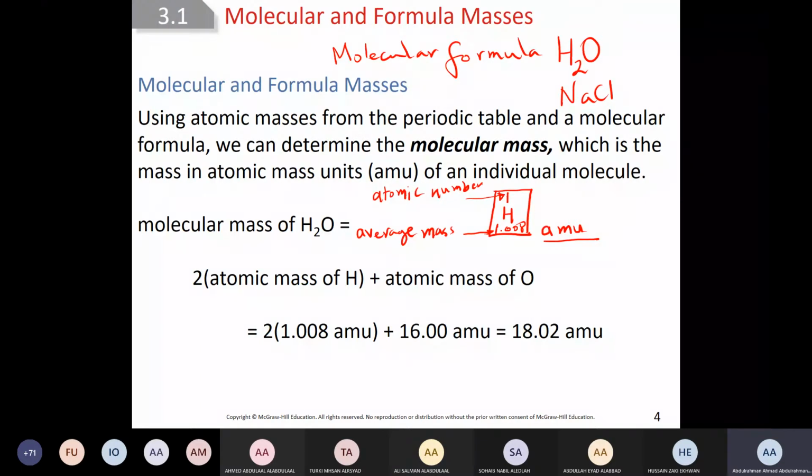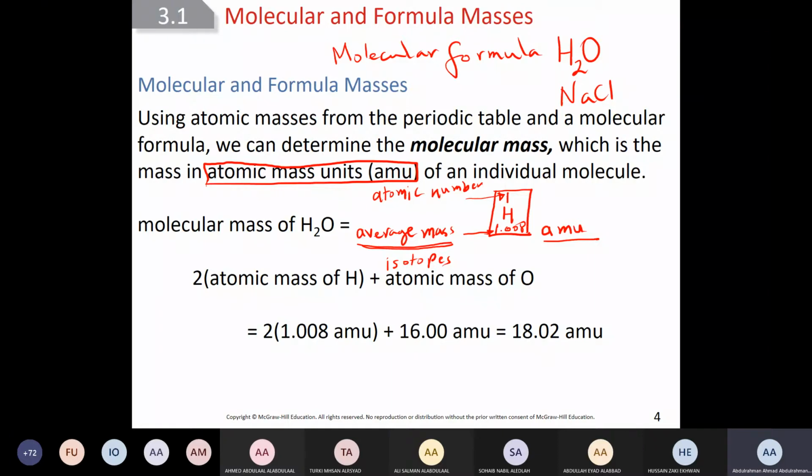What's the meaning of average mass? Why do we say average mass? For all isotopes. Yes, the average of the isotopes, how they are available naturally. Not any isotopes, but how they are available naturally. Okay, good?